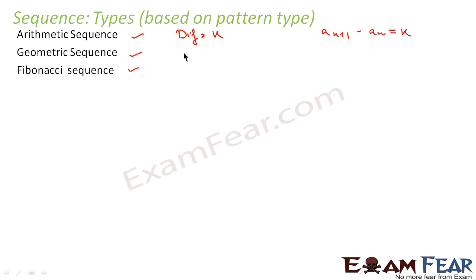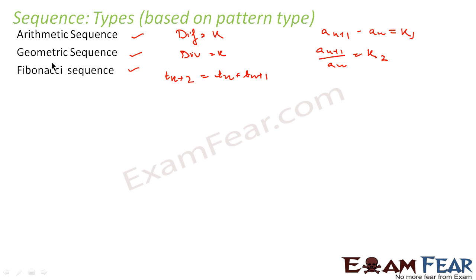In case of geometric sequence, the division is constant. That is, you take any a(n+1) element and divide by a(n), you get some constant number. I'll say k1, k2, so that you don't get confused. Both are different values and both are constant. For Fibonacci series, what happens is t(n+2) is equal to t(n) plus t(n+1). So every third number is the sum of the preceding 2 numbers.